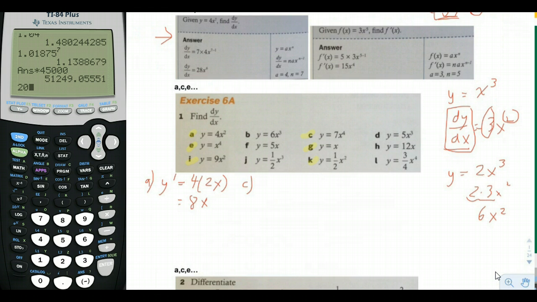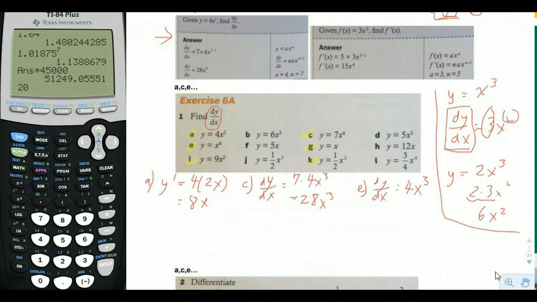C would be y equals 7x to the fourth, and notice they're using this notation. So normally when they ask you for that notation, you would continue to use their notation. So we'll use dy dx equals 7 times 4x cubed, which is the same thing as 28x cubed, right? And then let's see, E, we have y equals x to the fourth. When we take the derivative or differentiate that, we are going to bring the exponent out front, 4x, and then we're left with cubed in the exponent, 4x cubed.